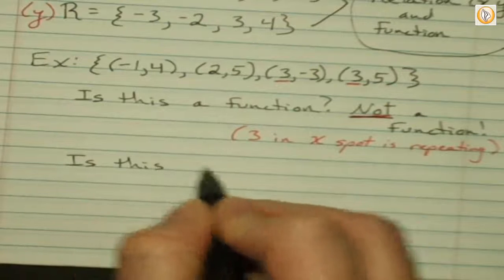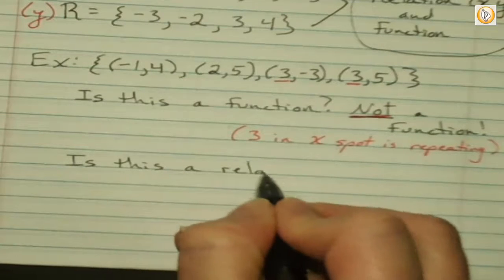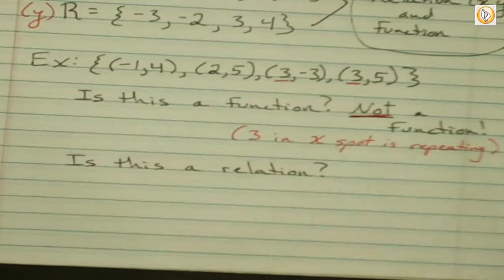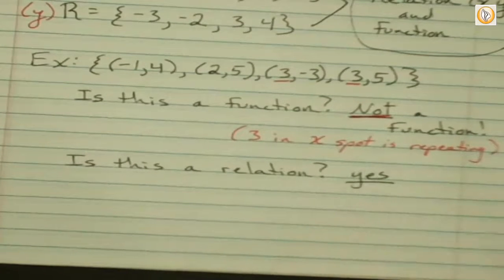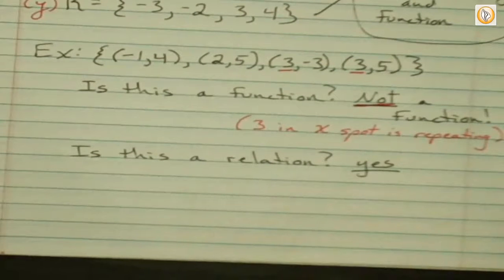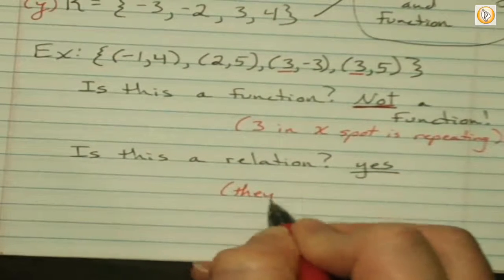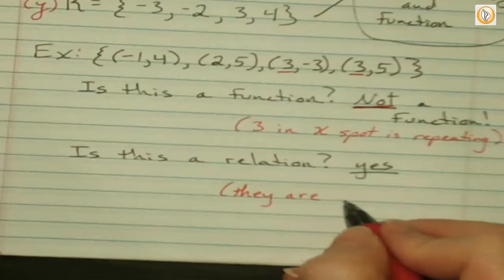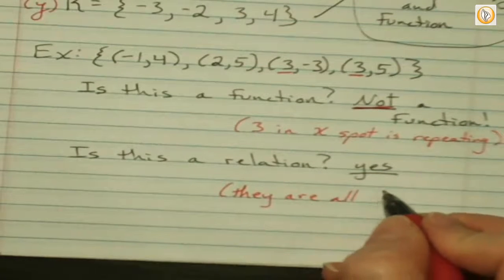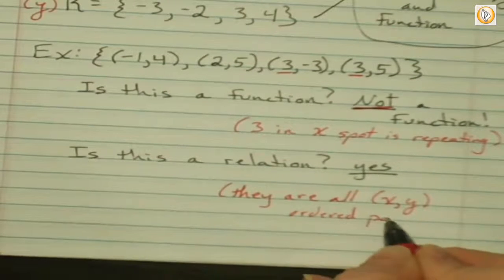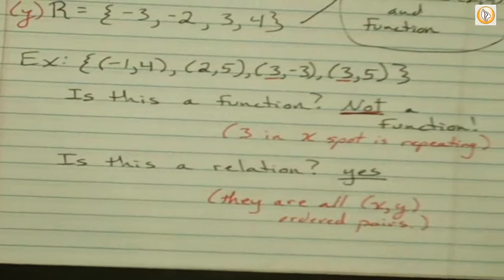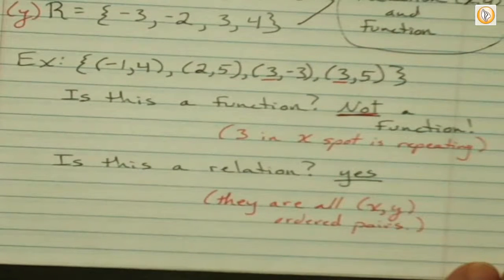Is this a relation? Raise your hand. Taylor? Yes, it is, because they are all x and y ordered pairs. Is it possible for one pair to not be x and y? Not right now. Exactly. Very good.